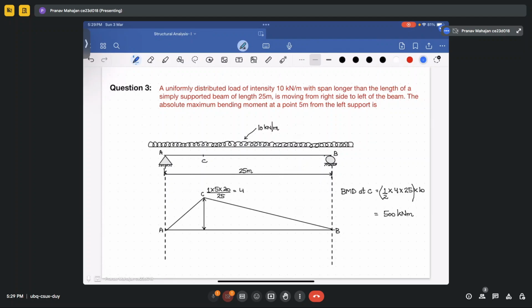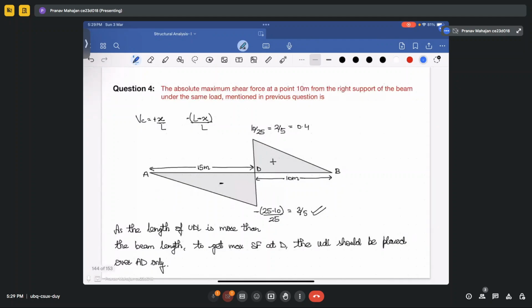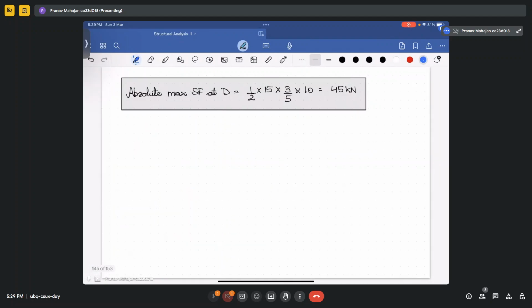Then, if you have a UDL spread over the whole span, in this case you will get the maximum bending moment corresponding to point H equal to 5 meter, and then this is your bending moment diagram. And when you multiply by the whole load, that is 10 kilonewton, you will get to know the bending moment at point C. This is your bending moment diagram corresponding to maximum shear for the previous position.